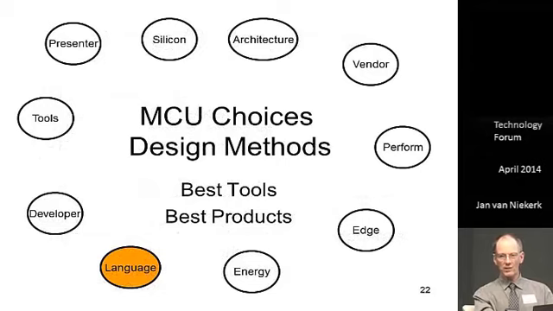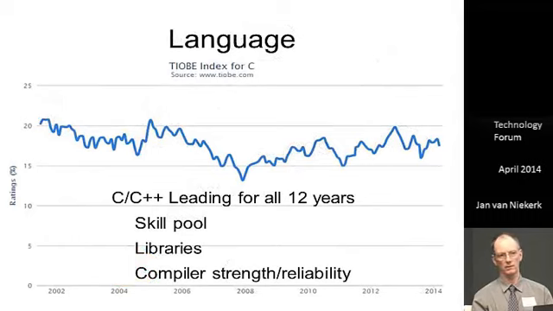The language side is fortunately very short. Here's the TIOBE C index. It's been leading for 12 years. Don't use anything but C or C++ to implement your project. Okay? If your programmer comes to you and says he wants to use Ruby or Java Beans or whatever, tell him, look, this is an embedded project. Go look at this page on TIOBE and sit down and implement in C.